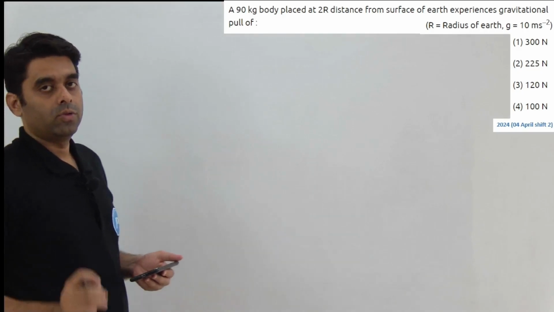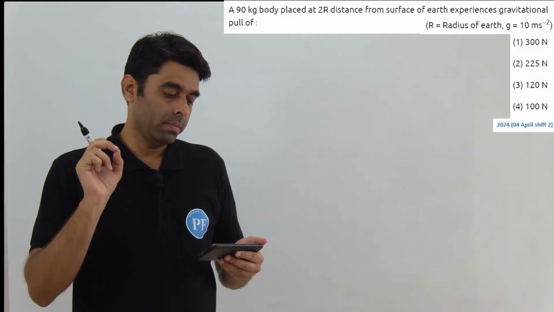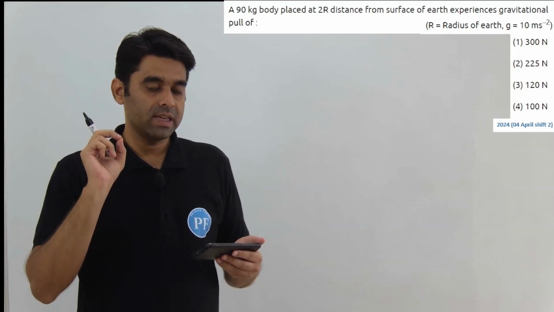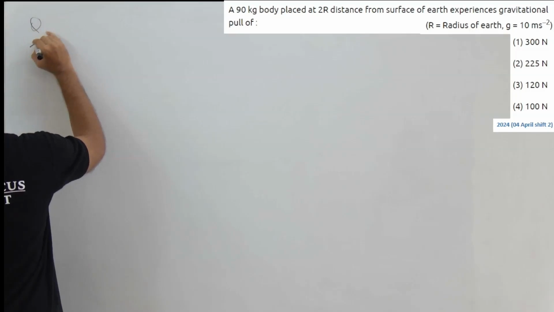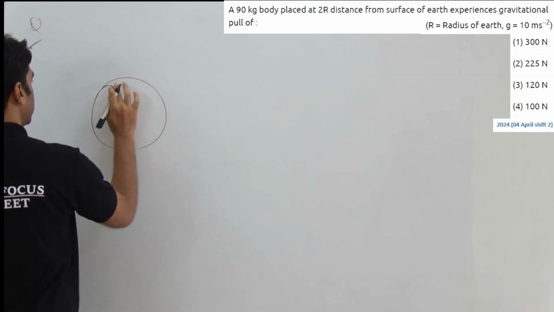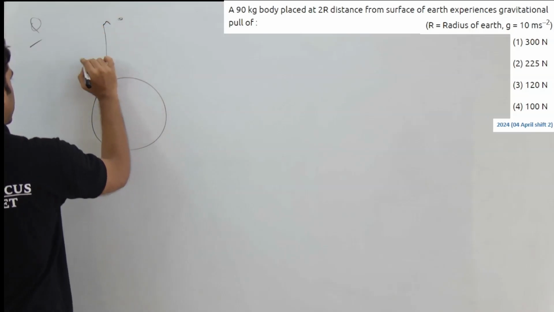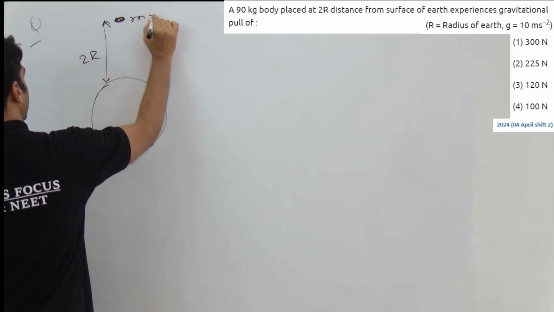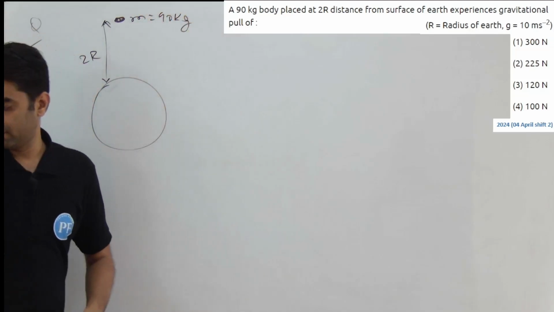So the question we have says a 90 kg body placed at 2R distance from the surface of Earth experiences gravitational pull of. Fine. So let's draw the situation. This is R. At a height of 2R, a 90 kg body is kept. They are asking us the gravitational pull.